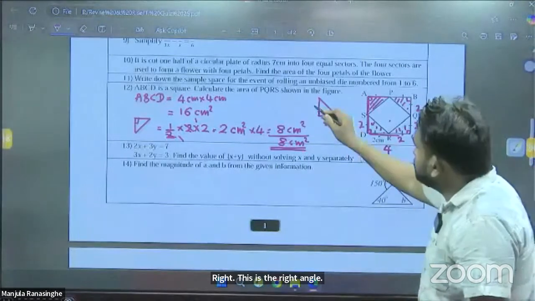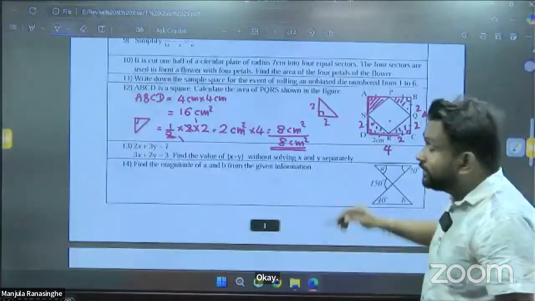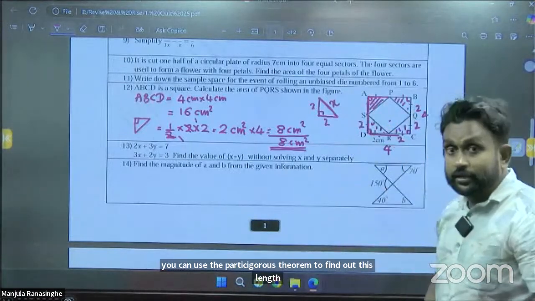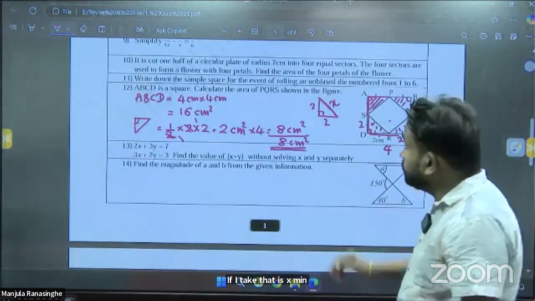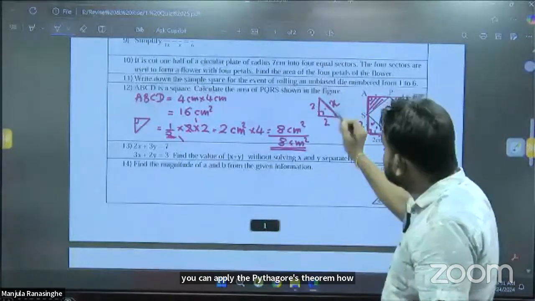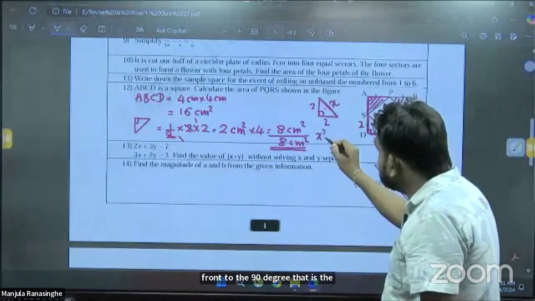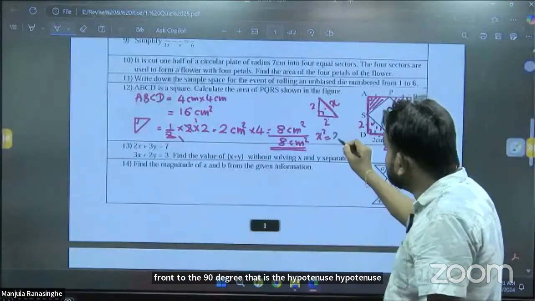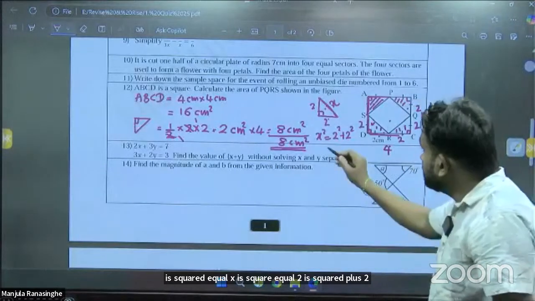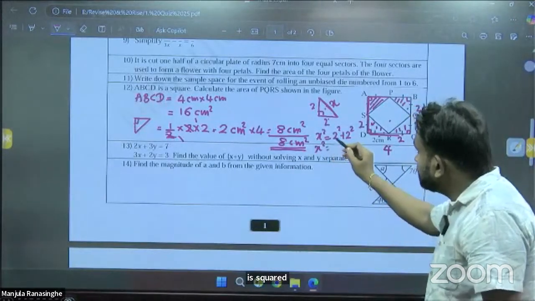Then you can use the Pythagoras theorem to find this length. If I take that as x, you can apply the Pythagoras theorem. How? Opposite the 90 degree angle is the hypotenuse. Hypotenuse squared, x squared, equals 2 squared plus 2 squared. Okay. Then x squared equals, right?